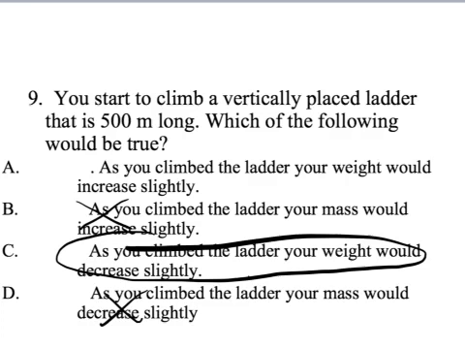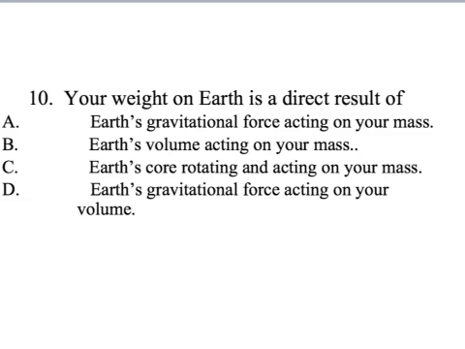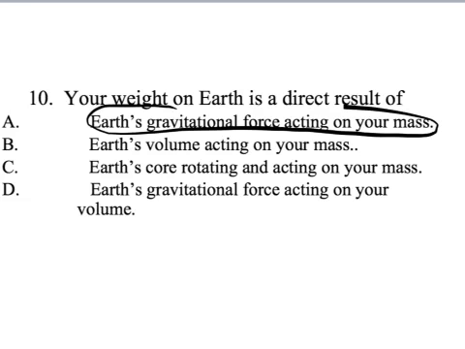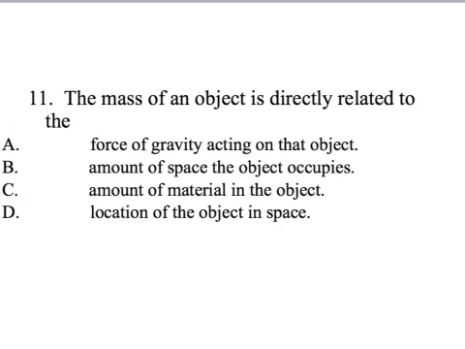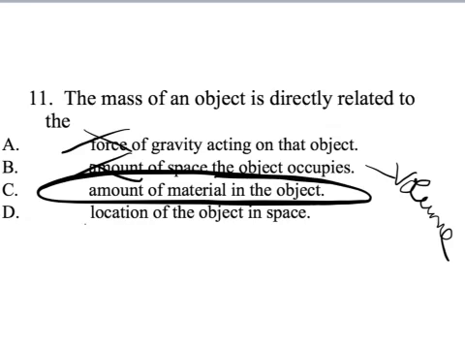Okay. Your weight on Earth is a direct result... well, what do we keep talking about? Mass, right? And gravity. So your weight on Earth is a direct result of the Earth's gravitational force acting on your mass. Okay? The mass of an object has nothing to do with gravity, guys. The amount of space, that's volume. So the amount of material. Mass is all about the amount of material that's present. That's what mass is. Okay? The location of the object in space would have nothing to do with mass.